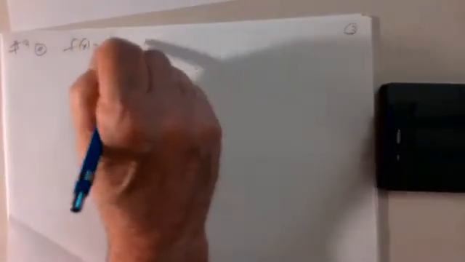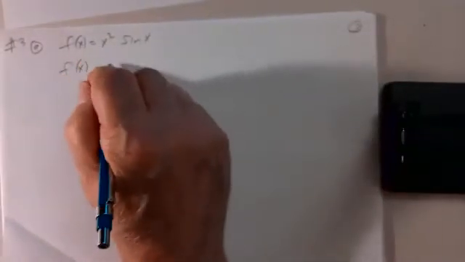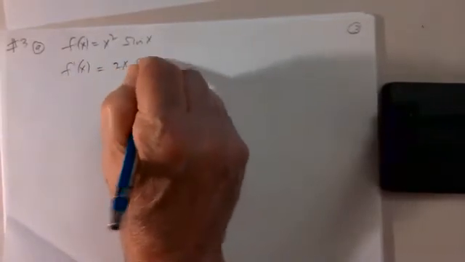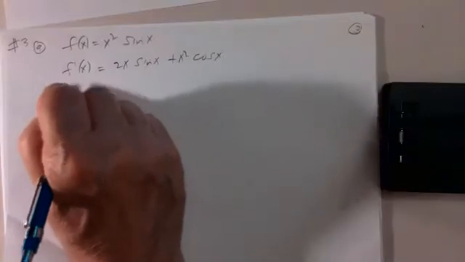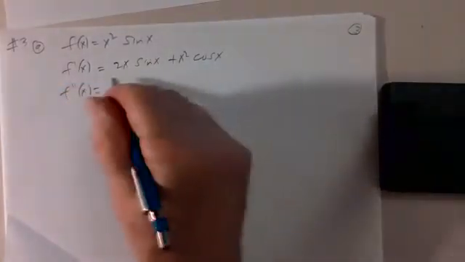Problem 3 is to compute some higher derivatives. So in A, we have the function f of x is x squared sine of x. We want the second derivative. That means you have to differentiate twice. The first derivative by the product rule is 2x sine x plus x squared cosine x. So for the second derivative, you differentiate again.